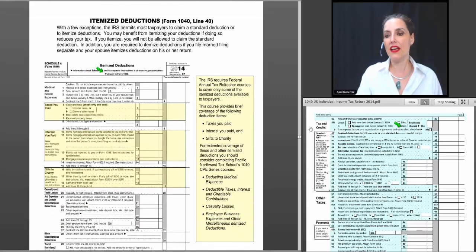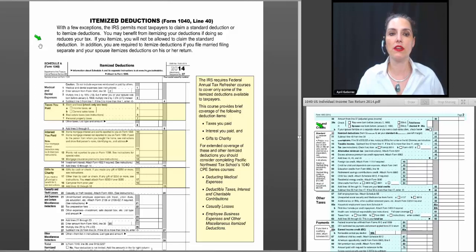Itemized deductions. If you're not claiming the standard deduction, it's probably because you're itemizing, so let's take a look at some of the itemized deduction points that the IRS wants you to know about. With few exceptions, the IRS permits most taxpayers to claim a standard deduction or to itemize their deductions. You can benefit by itemizing your deductions if doing so reduces your tax. If you itemize, you will not be allowed to claim the standard deduction.